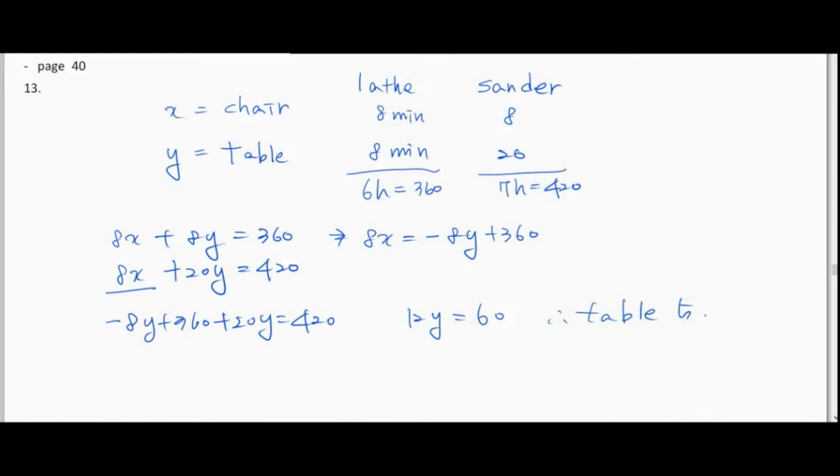And then again, let's substitute the 5 for y to find out the chairs. So in the first equation, let's substitute it. 8 multiplied by 5 equals 40. And then 8x equals 320. So x is 40, so 40 chairs are made in total.